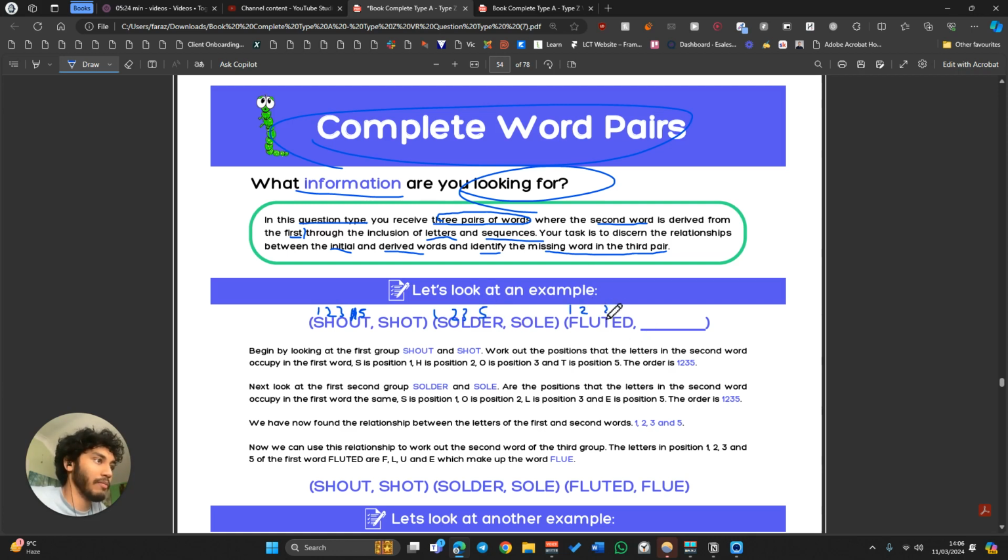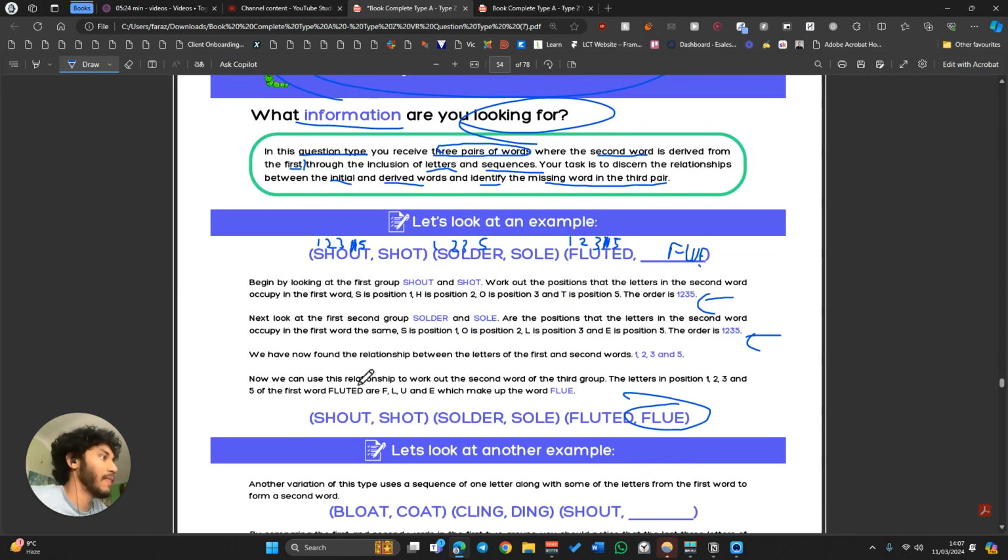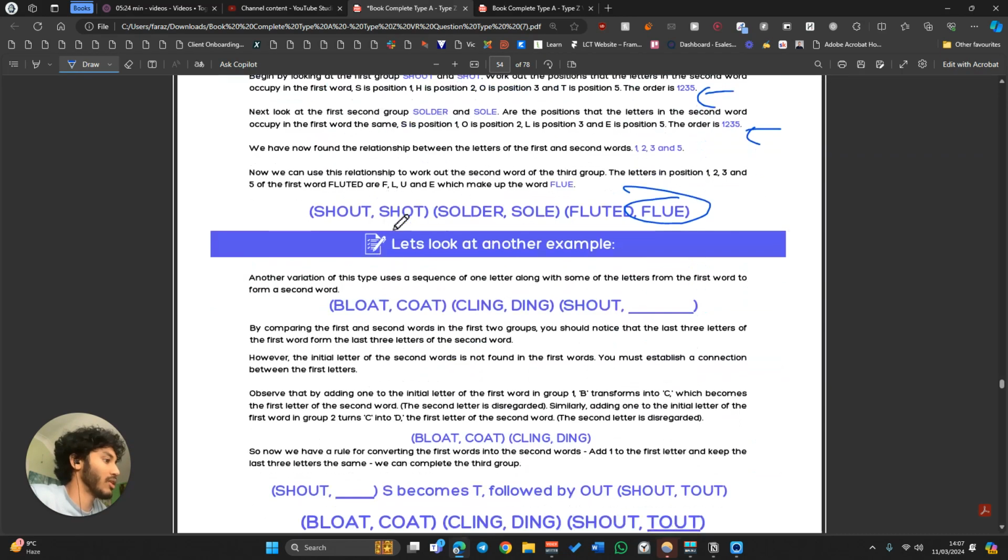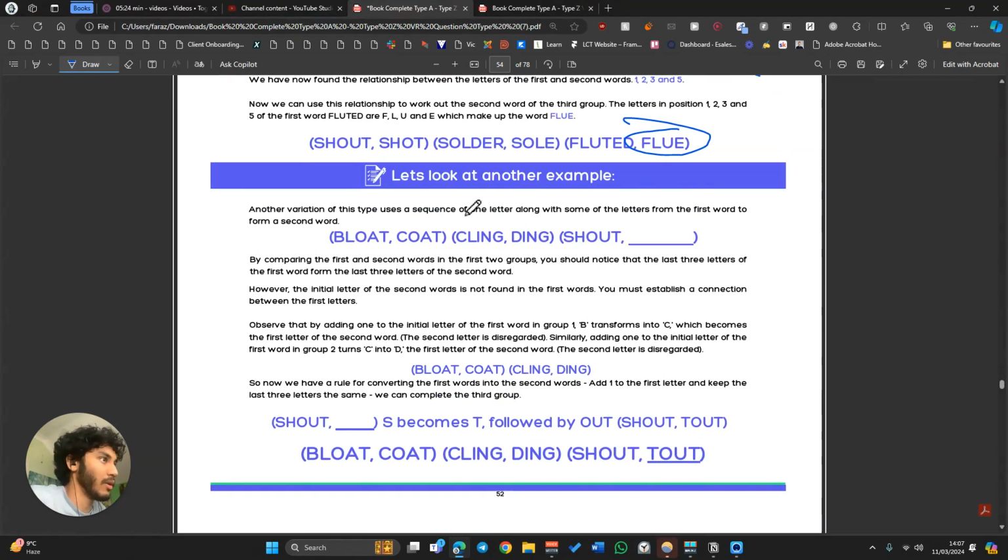So what's going to happen here, oops, I messed that up, 1, 2, 3 and 5, that means this is going to be flew. And you can see that here, and actually that's how they've explained it here as well, 1, 2, 3 and 5. So that's probably the best way to do these question types, is numbering them. It says there's another example here. You can read through this in your own time, but I think it'll be the exact same.